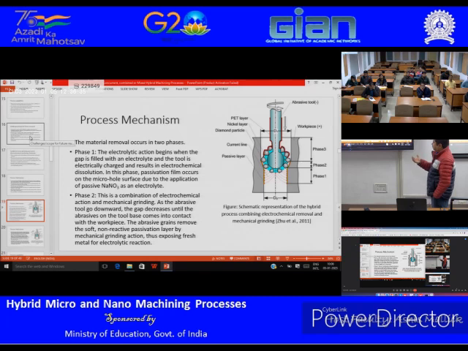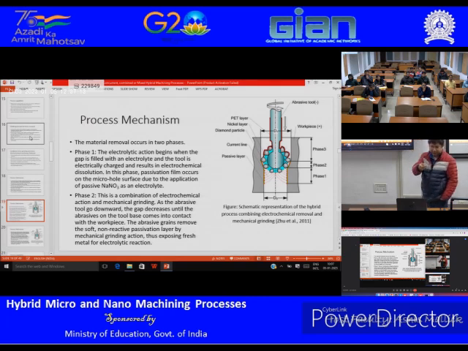When you start the process, the electrolytic action actually starts, because there is already a pilot-drilled hole, right? The electrolyte is passing through. So the electrolytic action begins when the gap is filled with the electrolyte. As soon as the gap is filled, with the tool connected to the cathode and the workpiece to the anode, the electrolytic action starts, and electrochemical dissolution starts.